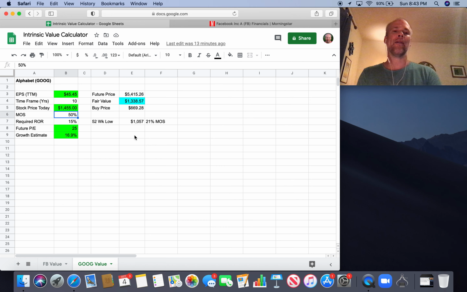The one caveat here is that because it's so simple, there's so much riding on this one number, the growth rate estimate. So it's important to really take your time considering a lot of different factors when you're coming up with the growth estimate. Don't be willy-nilly with the growth rate, especially using this particular method.